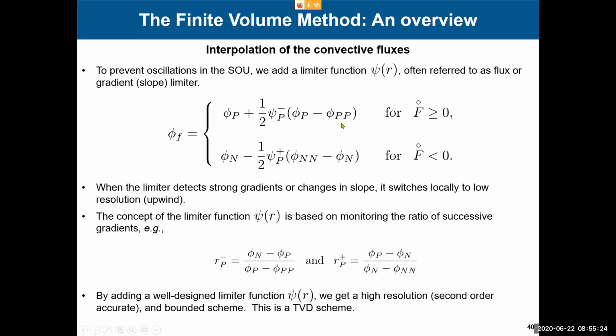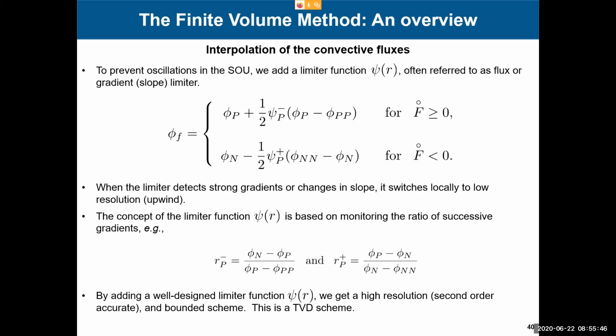What they do is, see that this formulation here is pretty much exactly the same as the second order linear upwind, but we put here a function, and this function computes gradients. It will monitor gradients, and when it detects strong gradients, it will do the switching to avoid the solution becoming unbounded.